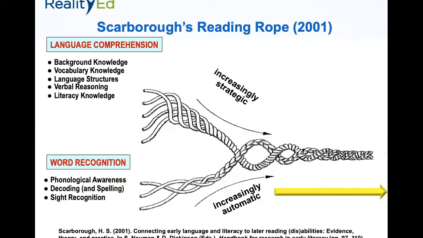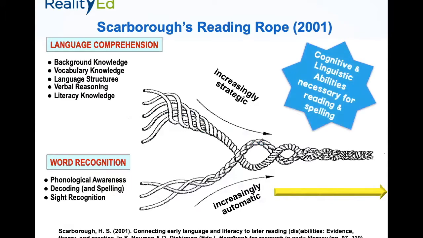And I love this graphic because it really depicts a number of both cognitive and linguistic skills, abilities that are required for a student to become an accurate, fluent reader who can comprehend what they read. What you're seeing here are two major strands that are weaving together over time. The lower strand being word recognition. So these are all of the abilities that are involved in being able to decode and to spell.